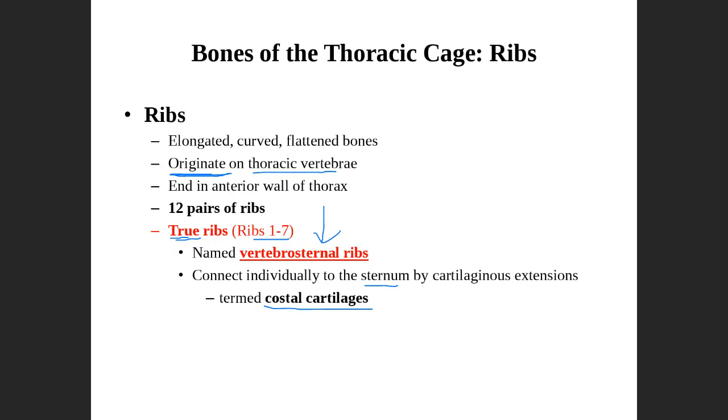You don't want to confuse that, because some of you, depending on which questions you get for the test, will be asked this. 1 through 7, true ribs, vertebral sternal.